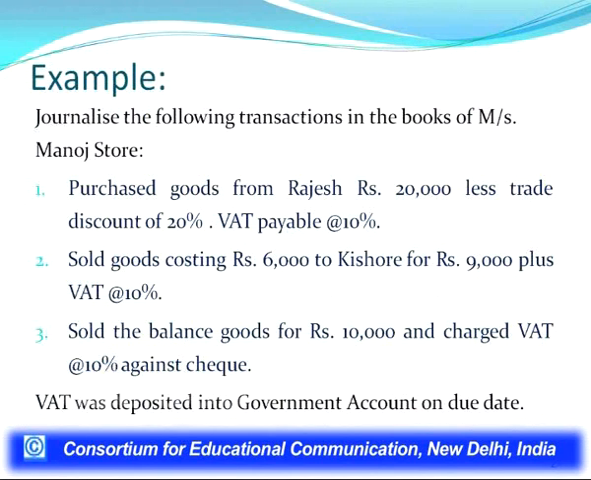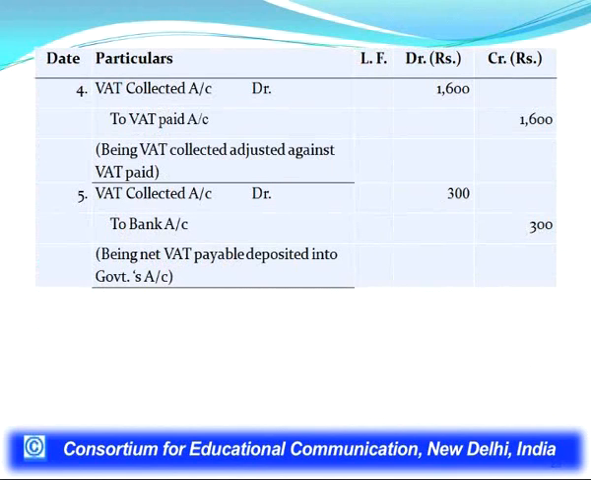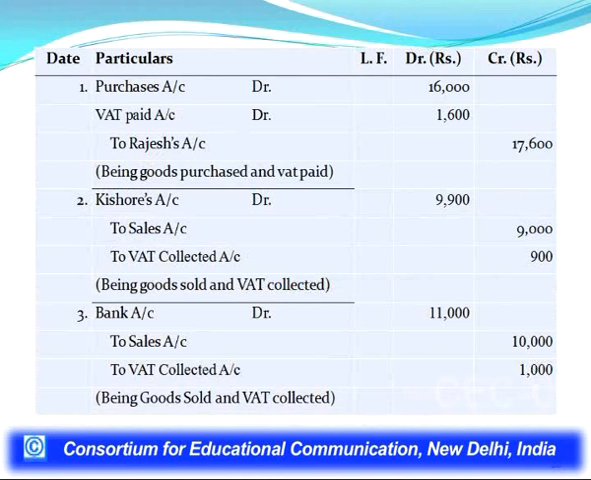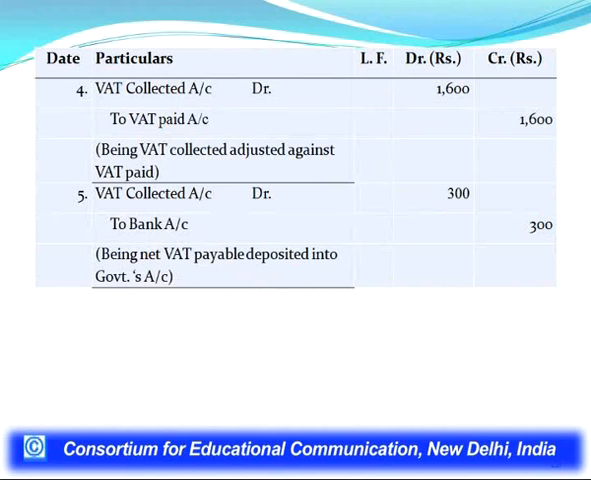Now, suppose these are only 3 transactions and VAT is to be deposited into the government account on due date. So, how much VAT should be paid to the government? As we know, with the 2 transactions we collected the VAT 900 and 1000, 1900, and we paid already the VAT 1600. So, the net VAT payable is only 300.